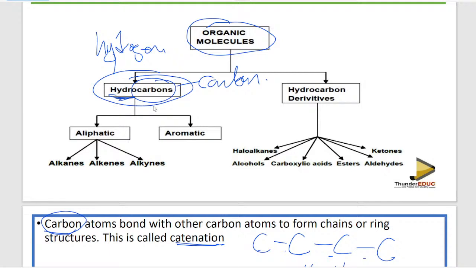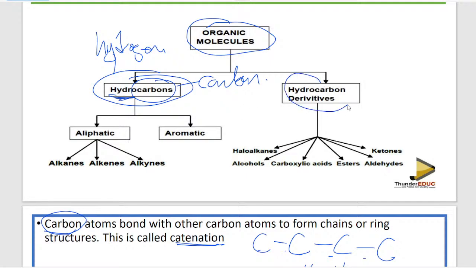We will ask you this question in any paper. What is a hydrocarbon? Identify the type of molecule. Why do you identify it as a hydrocarbon? Because it contains hydrogen and carbon only. That word "only" must be there.